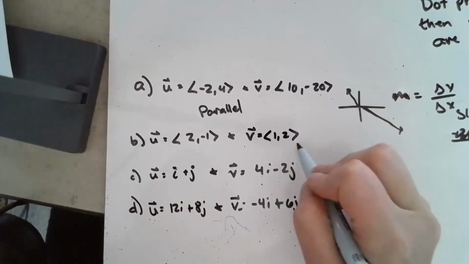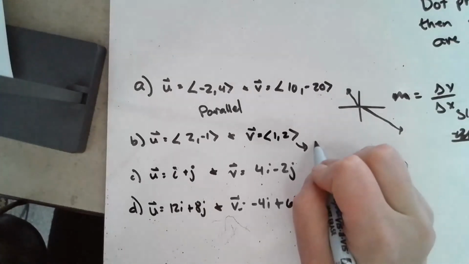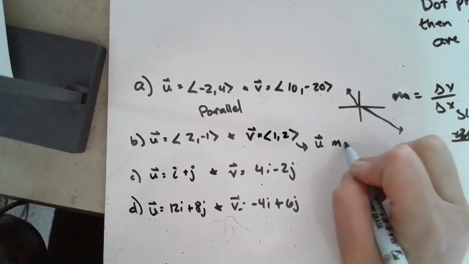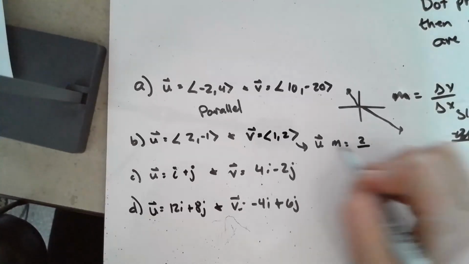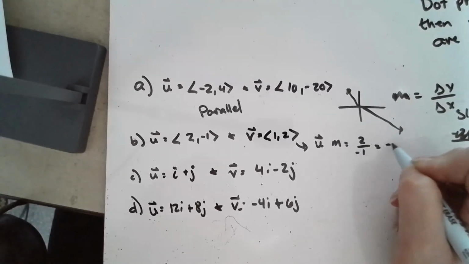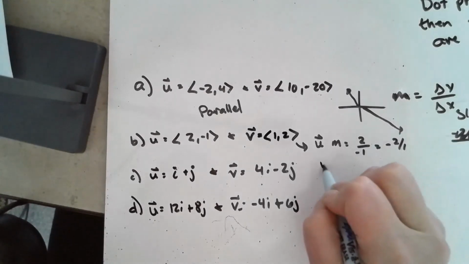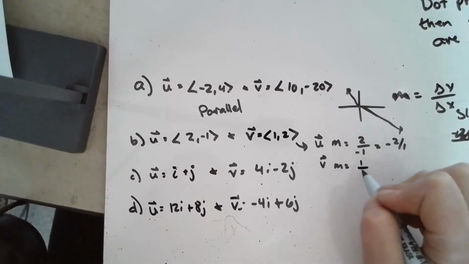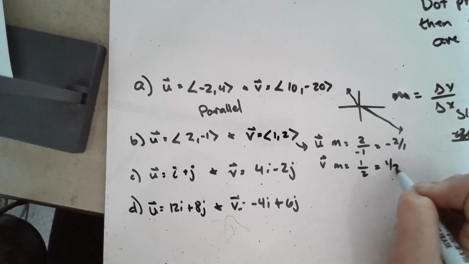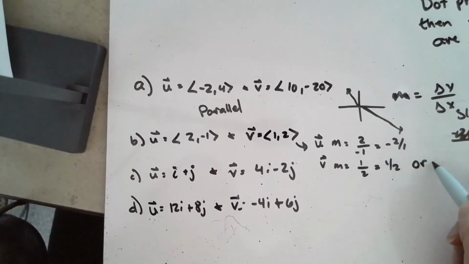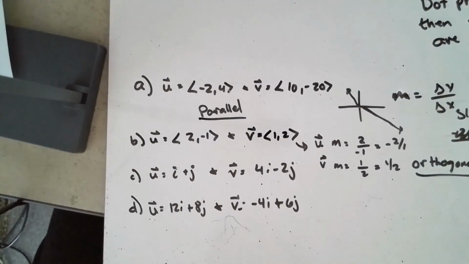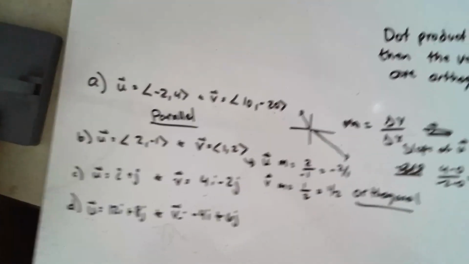Okay, let's look at B. So let's find the slope. The slope of vector u would be 2 minus 0 over negative 1 minus 0, so negative 2 over 1. For vector v, the slope would be 1 minus 0 over 2 minus 0, which is 1/2, so these are orthogonal. I'm not going to do the other two because you guys could probably figure it out from there.